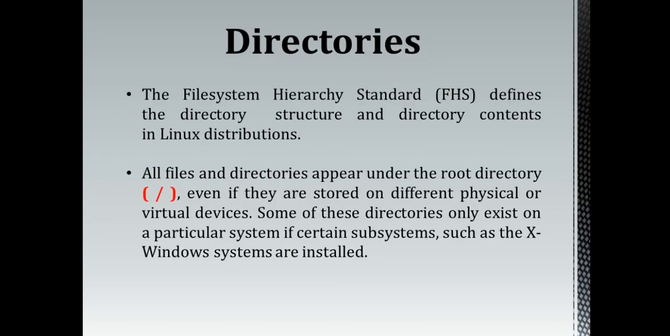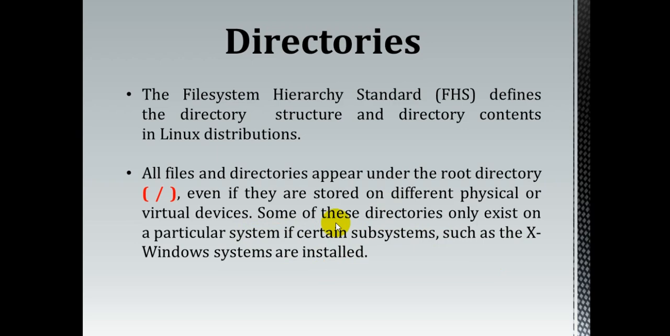The file system hierarchy standard defines the directory structure and directory contents in Linux distributions. All files and directories appear under the root directory, which can be shown in red font. It is the root directory, also written as a slash. Even if they are stored on different physical or virtual devices, some of these directories only exist on a particular system if certain systems such as X Windows are installed.